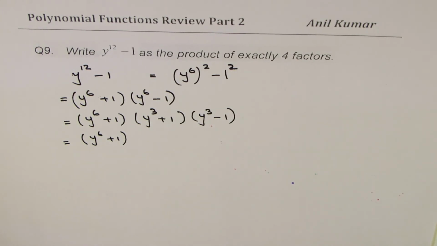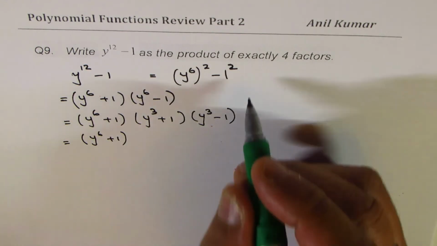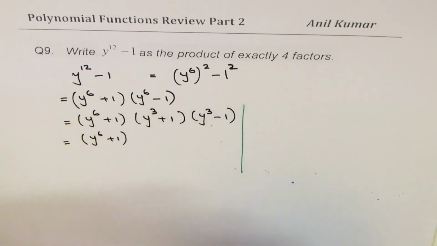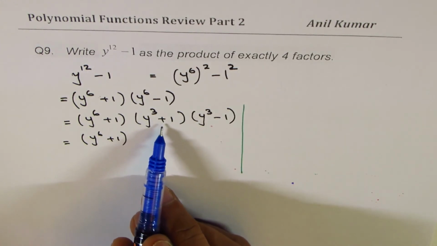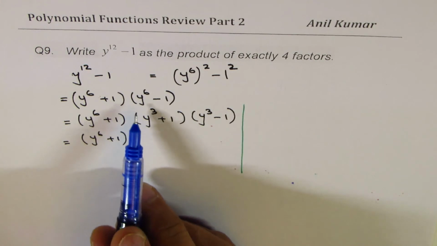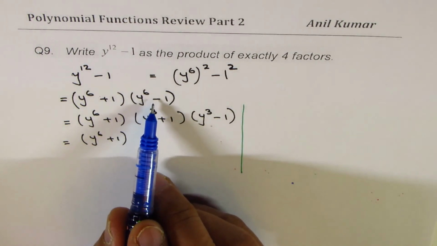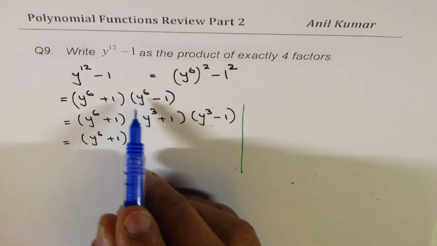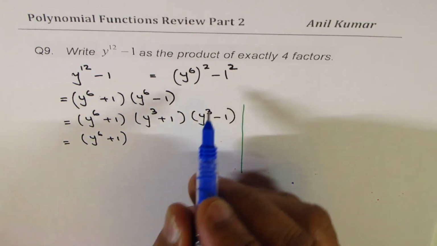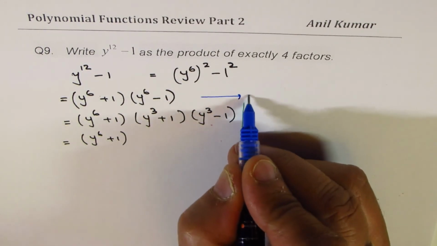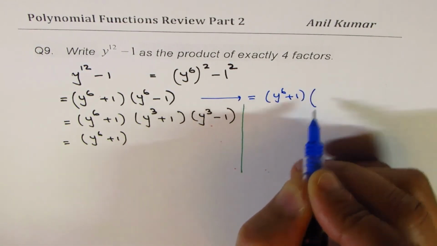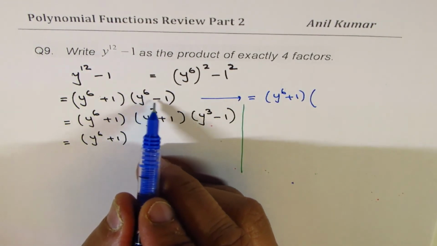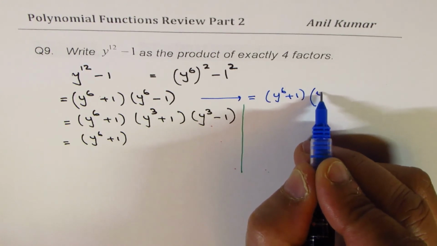So what we could also do here is we'll get into an alternate approach. Because now we get 5 factors, right? So 2 of each. So what we will do here is we'll do the difference of cubes first. So let me go from here and write this as equals to y to the power of 6 plus 1 times. Think about this as a difference of cubes. So like this.